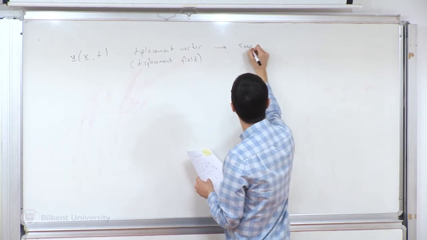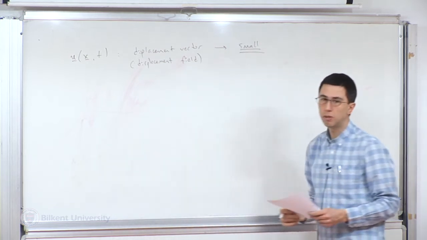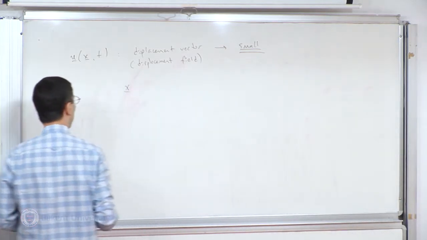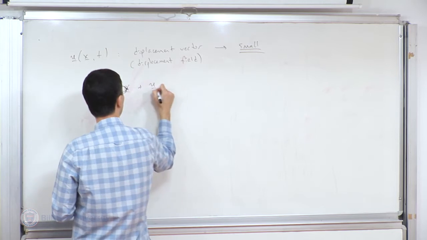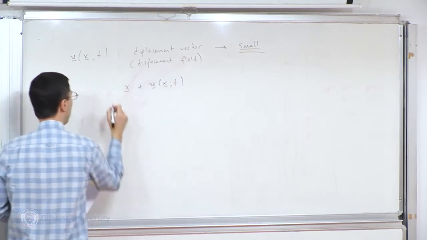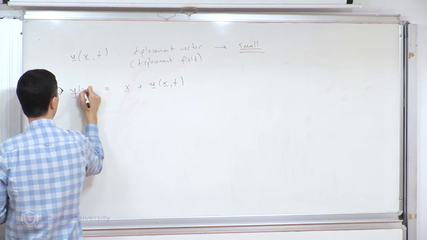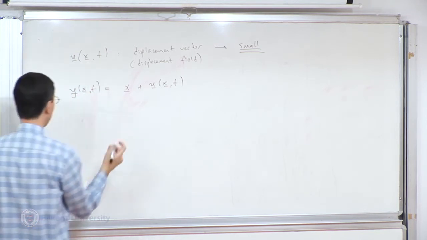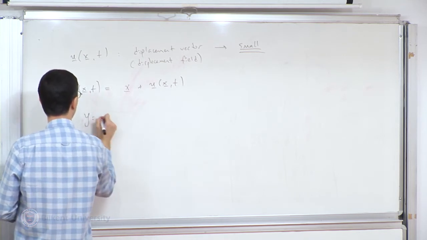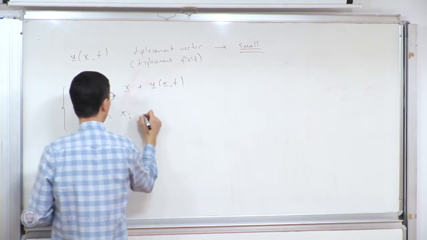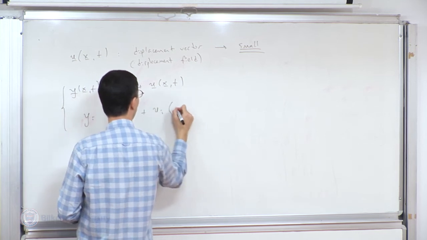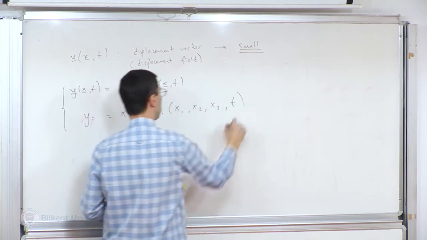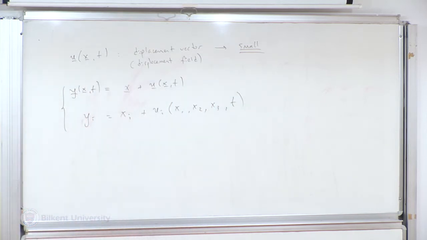What is important is that this thing has to be small in magnitude. We're talking about small deformations. So the original position of a point is x, and it is eventually displaced by an amount u, and that gives you the current value of the position, which therefore is a function of position and time as well. You can write this in components. I have y_i equals x_i plus u_i, and u_i depends on all components of the position as well as time.